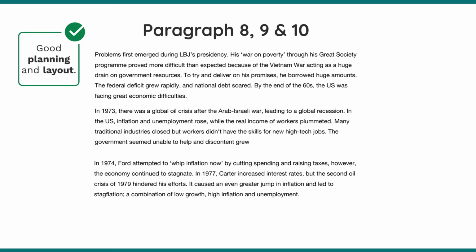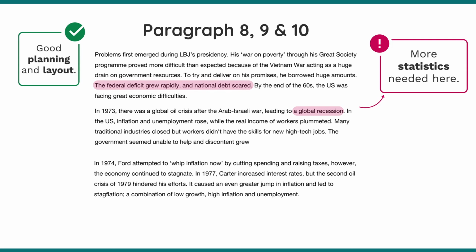But for example, what I was saying about more meat in it, a few statistics would really hammer home there the negative effects of these times. "The federal deficit grew rapidly and national debt soared, leading to a global recession." Wouldn't you love to see maybe a couple of percentages there to highlight the levels of unemployment maybe, or the rising costs of things, just to highlight how weak the economy had become, the negative effect of all of these things. Thus, then you are engaging with the set question in a far more explicit way.